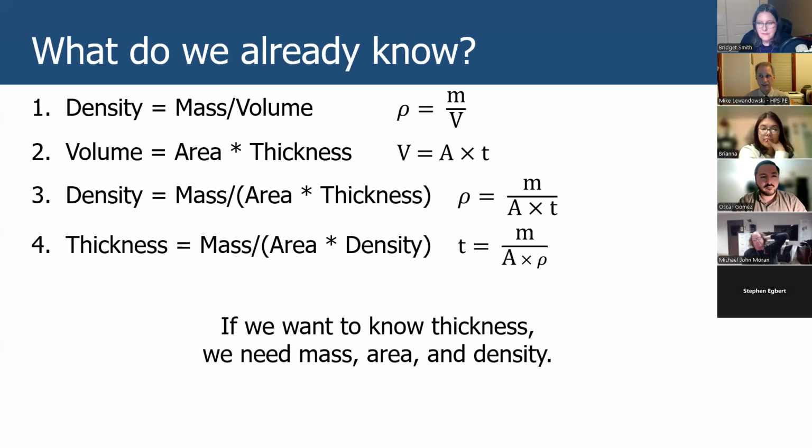If we rearrange some terms, there was a reason we had to learn algebra, and that was so that we could appreciate this talk tonight. So thickness is mass divided by the product of area and density. So if we want to know the thickness of a coating, we need to know mass, area, and density.